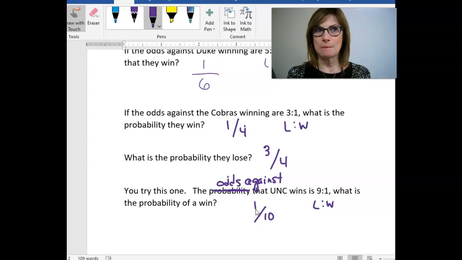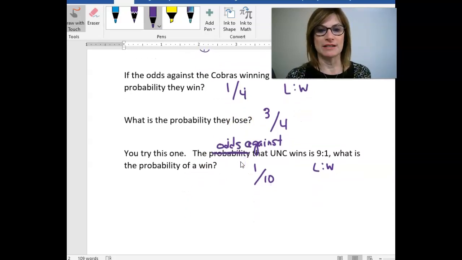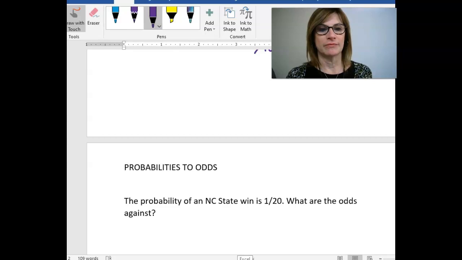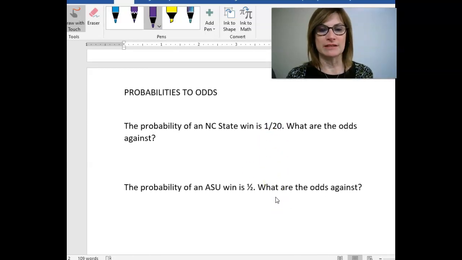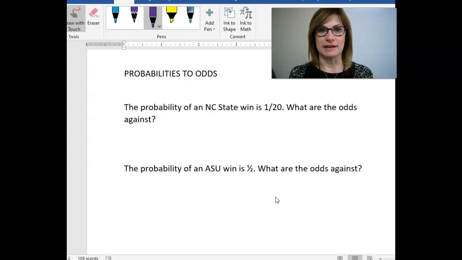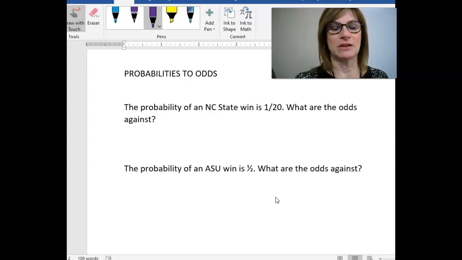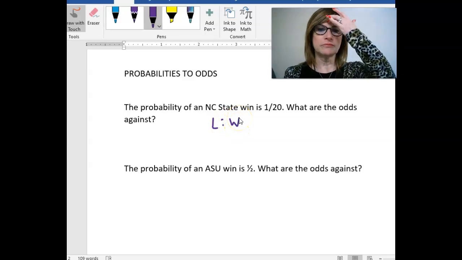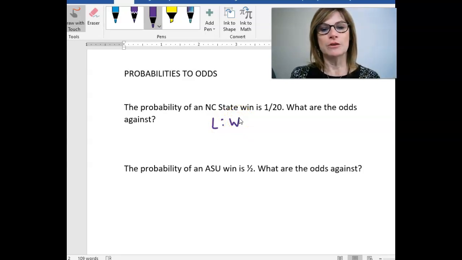If you look in your book, they do a very long formula. We're not going to do that. We're sort of right-braining odds. Okay, going in the other direction. If we are given probabilities going to odds, the probability of an NC State win is 1/20th. What are the odds against? You go, okay, odds against losing to winning. So they lose 1 out of 20 times.